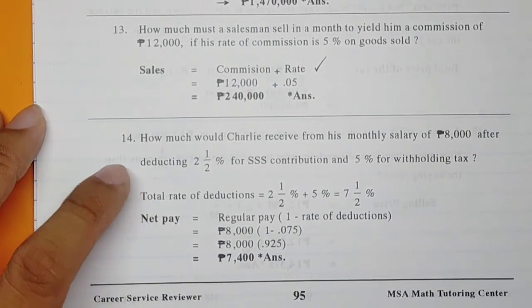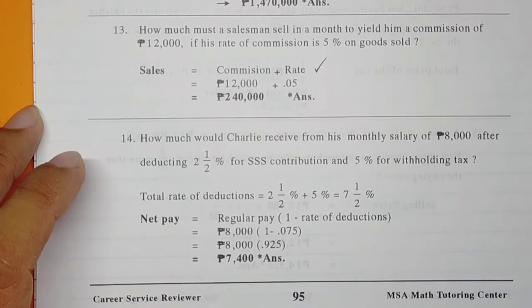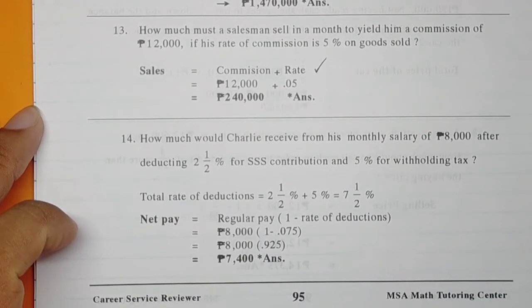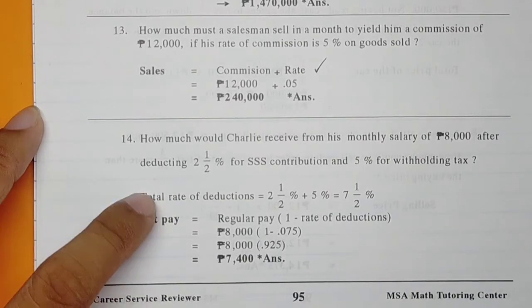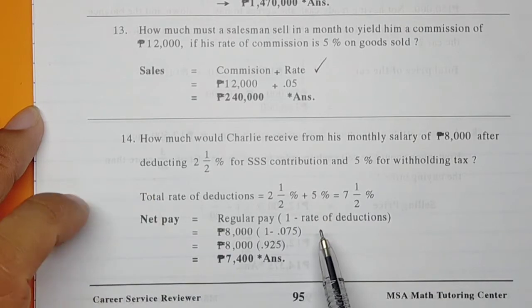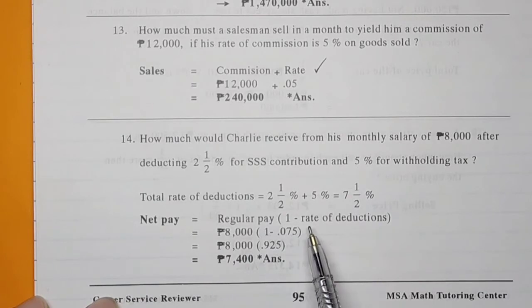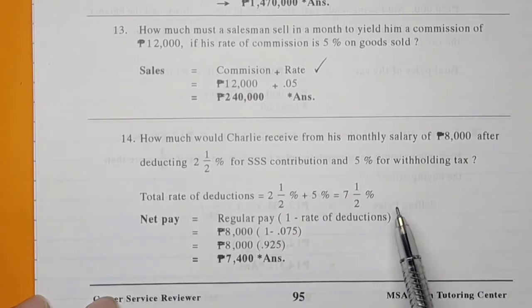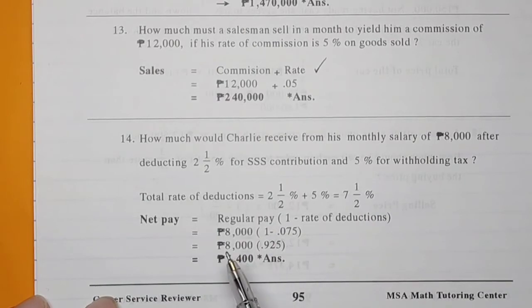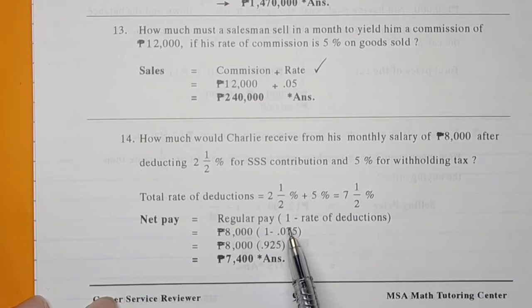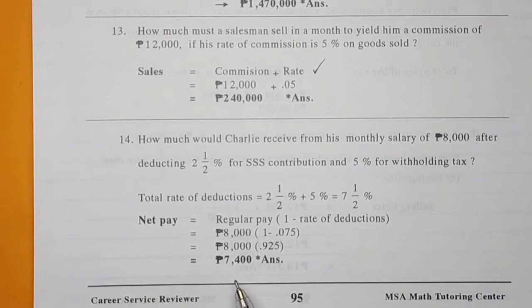Okay, so how much would Charlie receive from his monthly salary of 8,000 pesos after deducting 2.5% for SS contribution and 5% for withholding tax? So the total rate of deduction is 2.5% plus 5%, that is 7.5%. So regular pay times 1 minus the rate of deduction. You just understand this basic formula. So the salary is 8,000 times 1 minus 0.075. So 8,000 times 0.925. The result will be 7,400 pesos.